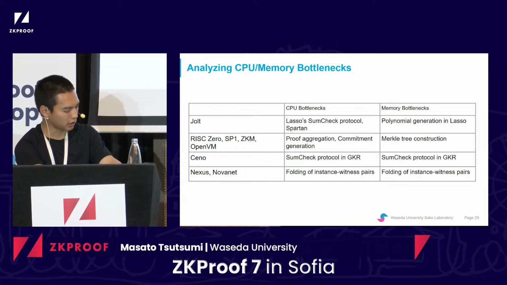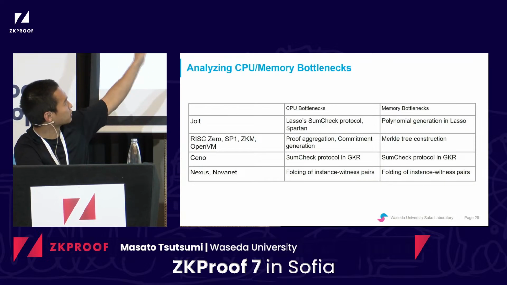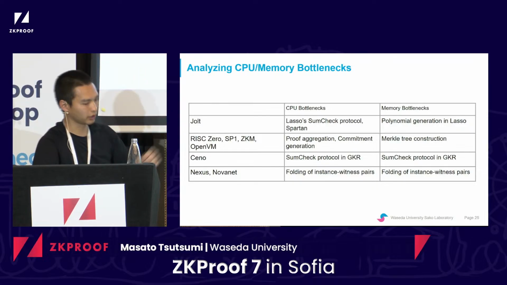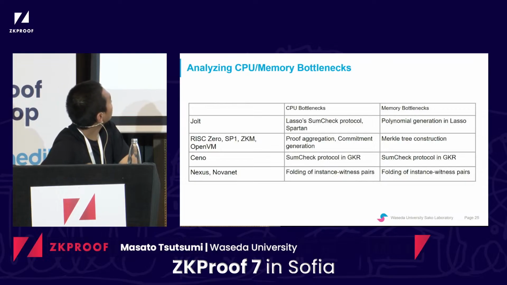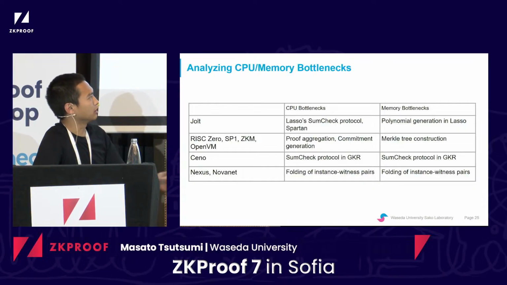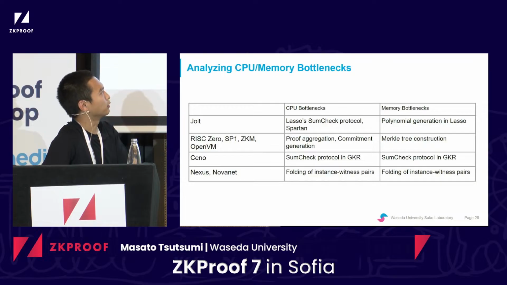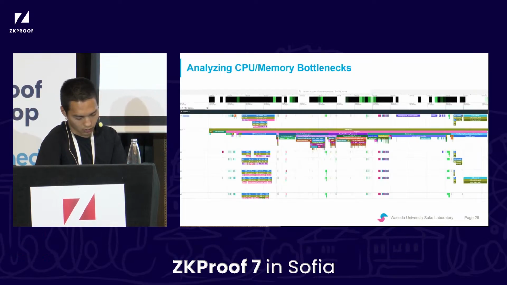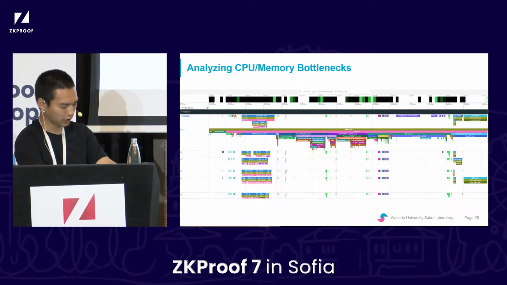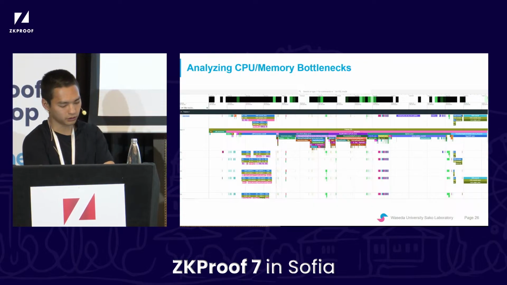We summarized in this table the most time-consuming processes as CPU bottlenecks and the processes running during memory peaks as memory bottlenecks. For example, Jolt's CPU bottlenecks were Lasso's Sumcheck protocol and Spartan, and polynomial generation in the Lasso lookup table was the memory bottleneck. This bottleneck analysis was based on the visualized flame graph, and please contact us if you'd like to know more about this analysis.